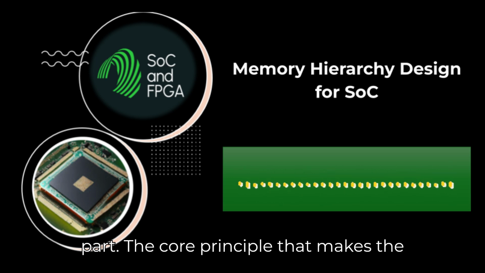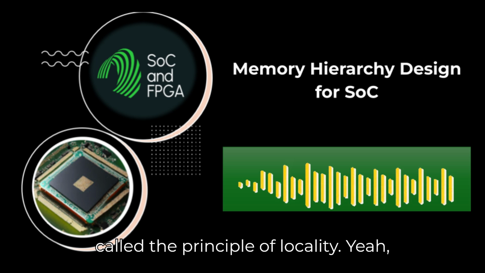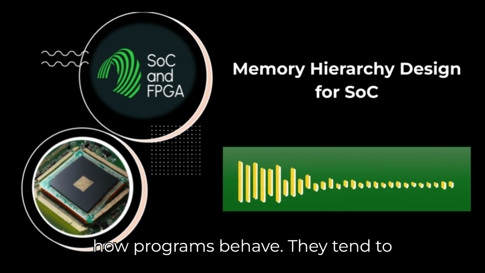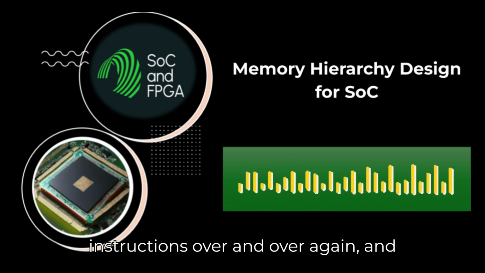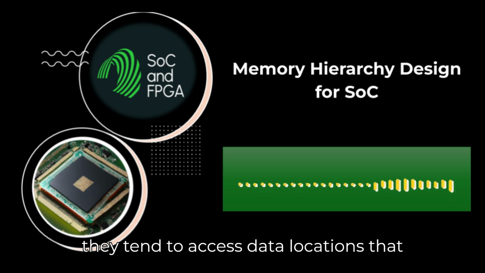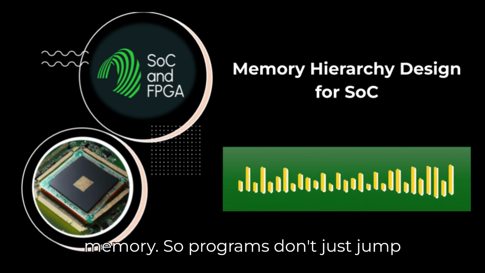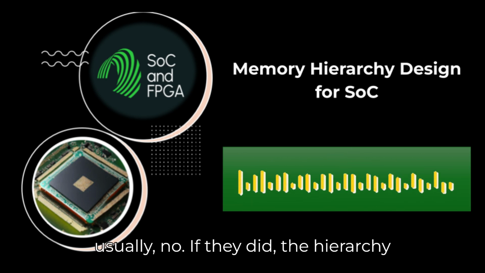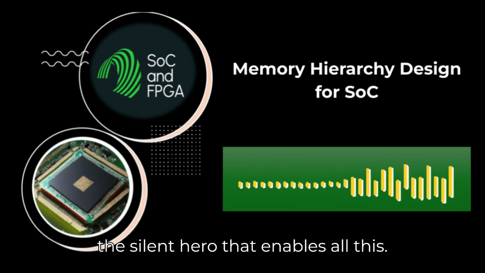The core principle that makes the entire hierarchy effective is something called the principle of locality. Yeah, it's this fundamental observation about how programs behave. They tend to access the same small chunks of data and instructions over and over again. And they tend to access data locations that are physically close to each other in memory. So programs don't just jump around randomly all the time. Not usually, no. If they did, the hierarchy wouldn't help much. Locality is kind of the silent hero that enables all this.